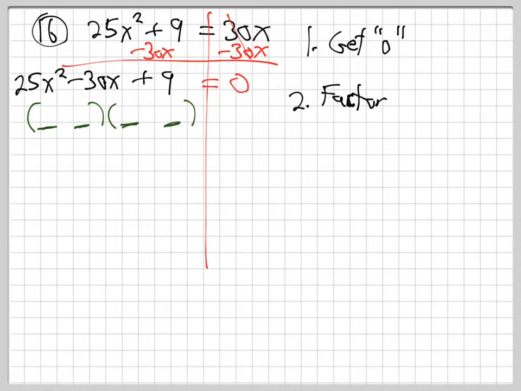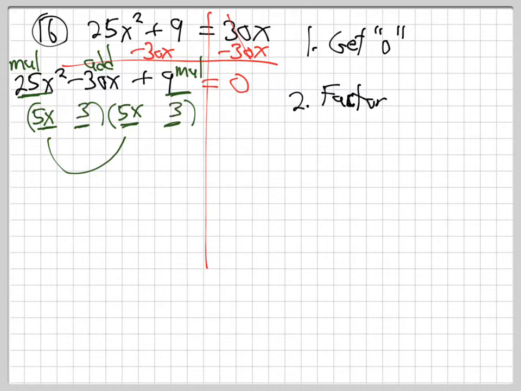So what about these two spots? What about the front and the front? How can they make 25x squared? What times what? It's all about multiply. The front and the back come from multiply. The middle, remember, comes from adding. But the front and the back come from multiplying. So what times what multiplies to be 25x squared? Yeah, 5x and 5x. Okay, now how about the back? What multiplies to be 9? 3 and 3.